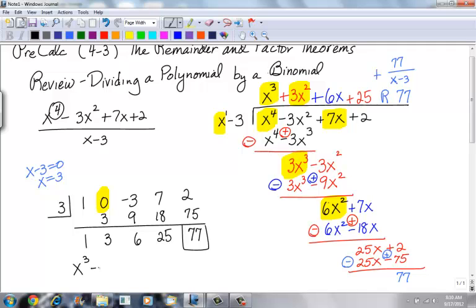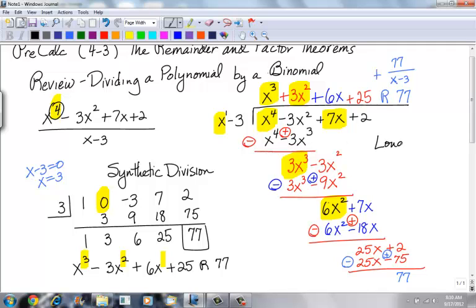Okay, so this would be x to the third minus 3x to the second plus 6x plus 25, and then the remainder is 77. So you depress that highest exponent by 1 and then go descending order of the exponents. Okay? And this one, label that synthetic division. This method over here, I call this long division. But you should see the same answer coming up. You can always go back to long division.